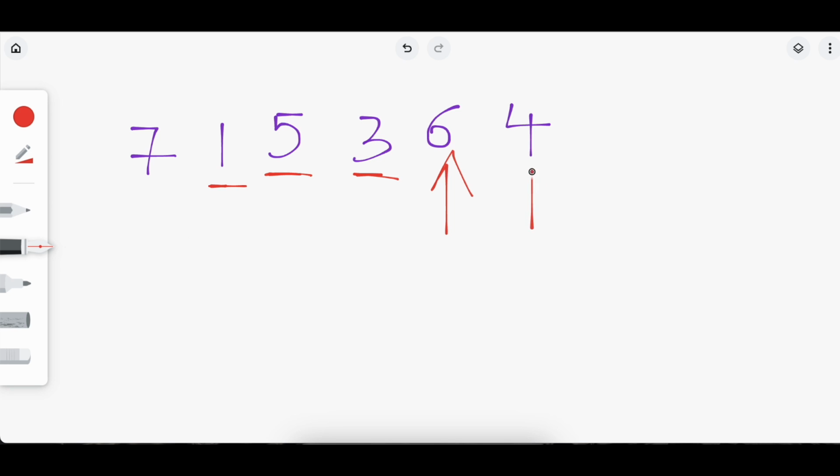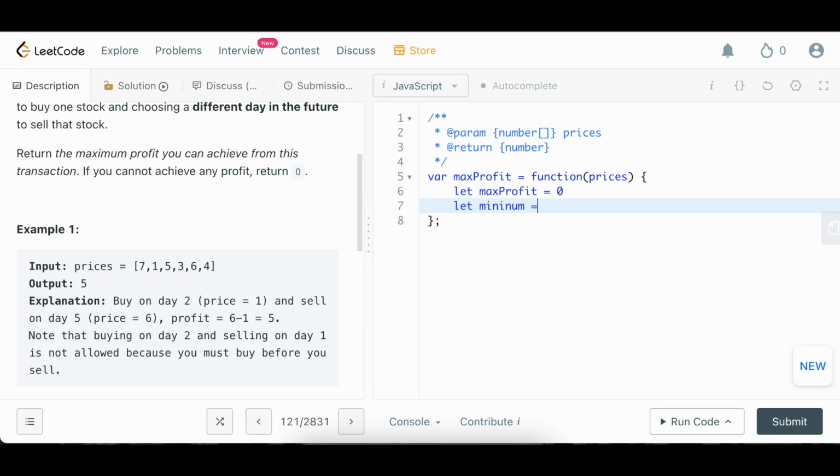Right? So even if I'm at 4, what is the minimum value at which I can buy my stock? So that is what I'm getting at. So let's assume the minimum value to be something like infinity, because right now we are initializing it with some value which is very high. And now all I have to do is loop through my prices. Okay. And what do I need to do?